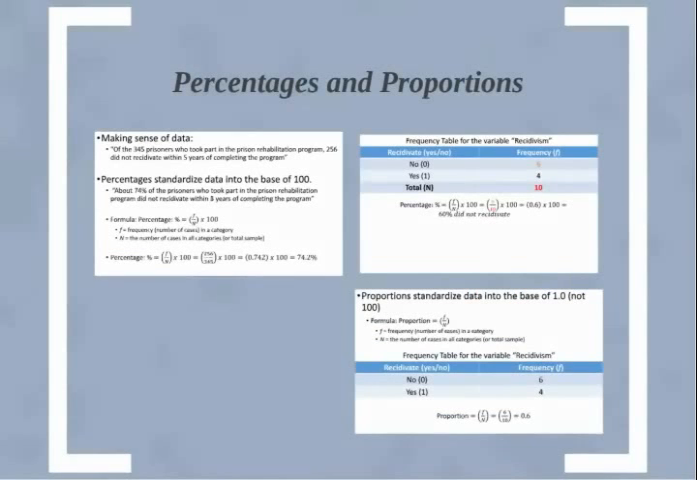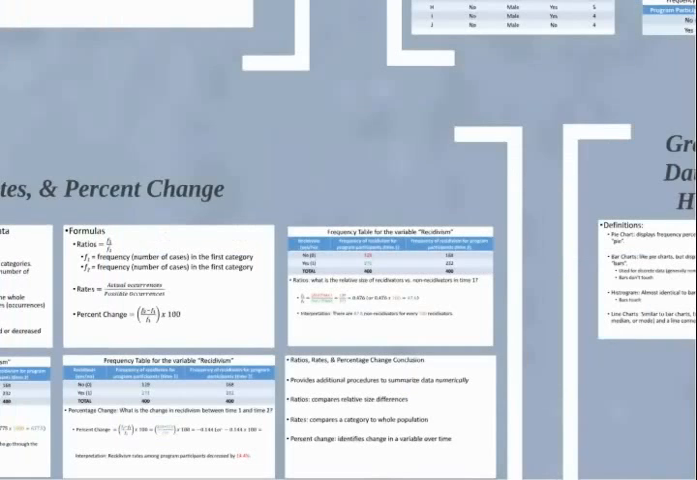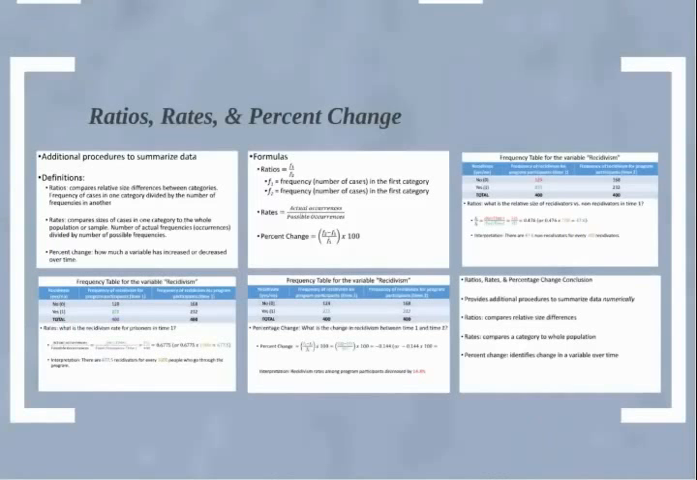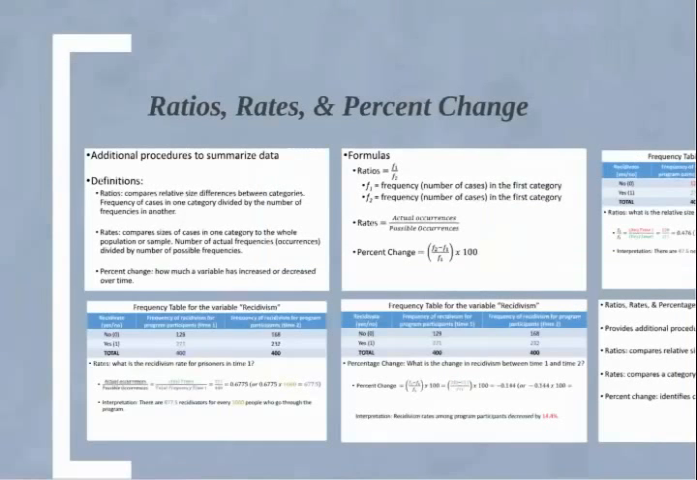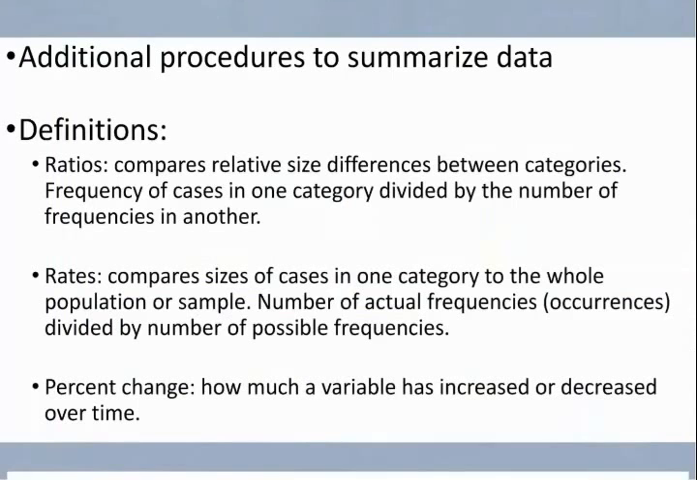So now we've covered percentages and proportions. Let's move into ratios, rates, and percentage change. What ratios, rates, and percentage changes are, they're just additional procedures to summarize your data. And there are different ways to summarize the data for different purposes, right? So it's important to understand the purpose when you're summarizing your data.